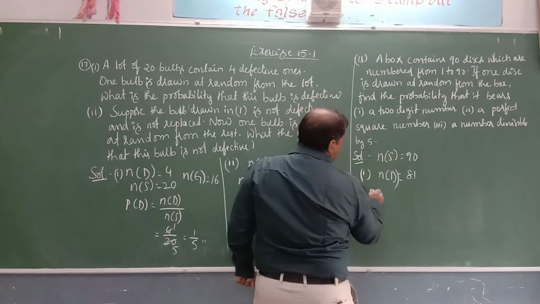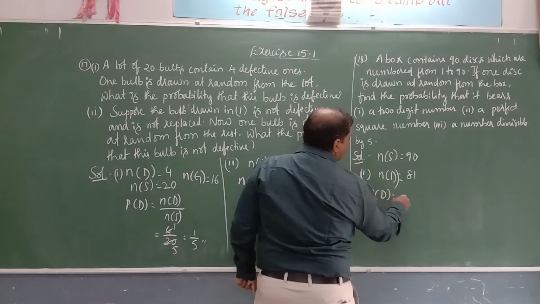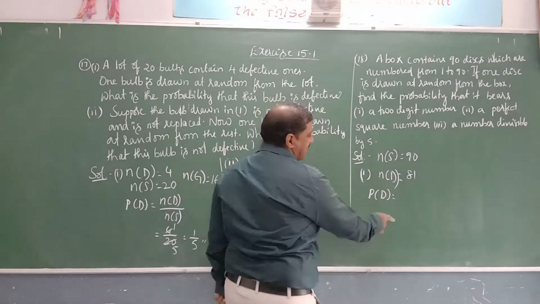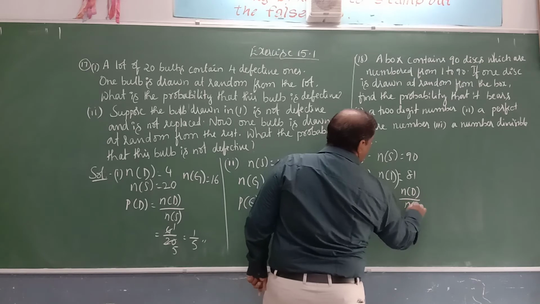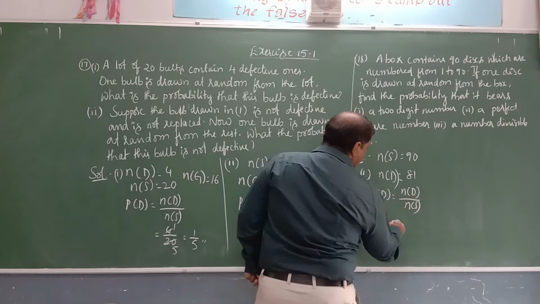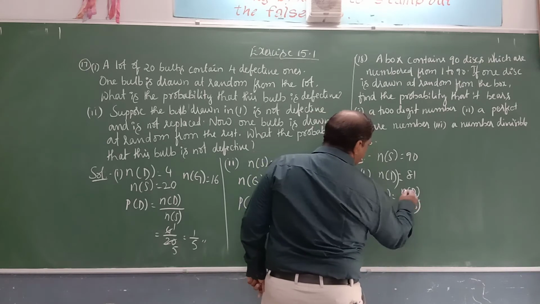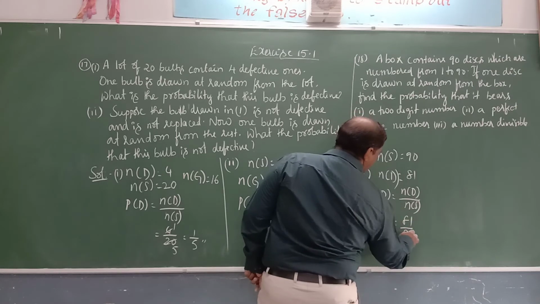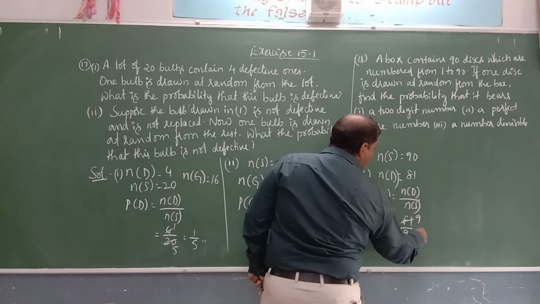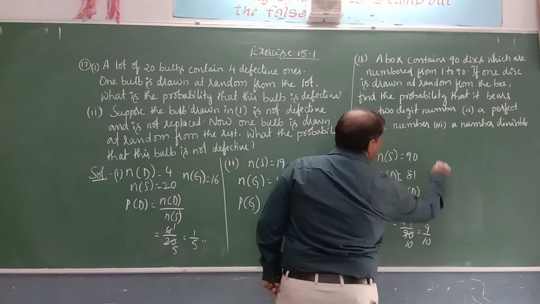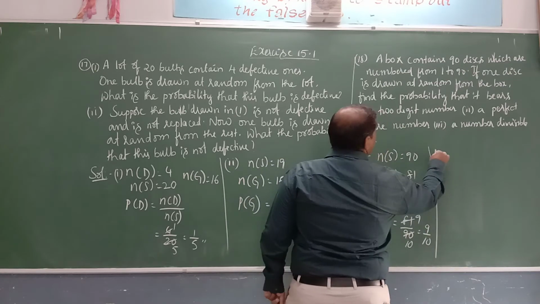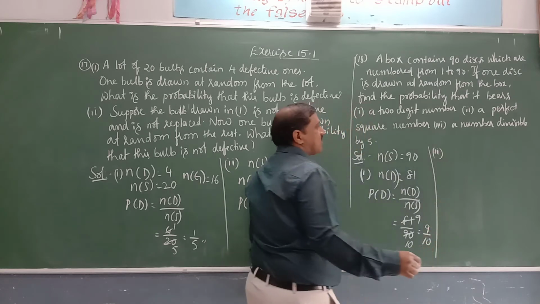Now the probability of a 2-digit number is equal to n(D) divided by n(S). That is equal to what? n(D) is 81 by 90. 9 nines are 81, 9 tens are 90. That is 9 by 10. Now the second one is perfect squares.